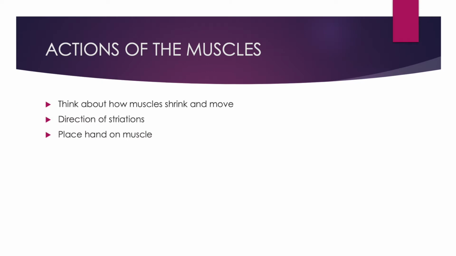So first, just to give a little background about actions of the muscles, there are many different types of actions our muscles can take, and a few ways we can figure out which specific actions our muscles take are by thinking about how the muscles shrink and move. We can also look at the direction of striations, and then we can even place our hand on the muscle and then move it to see how the muscle moves.